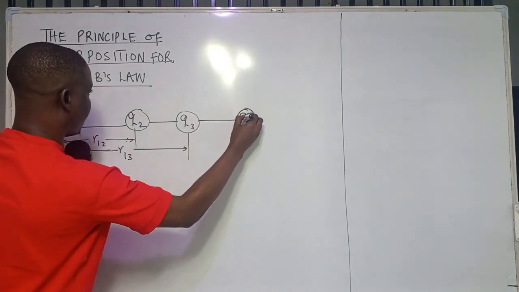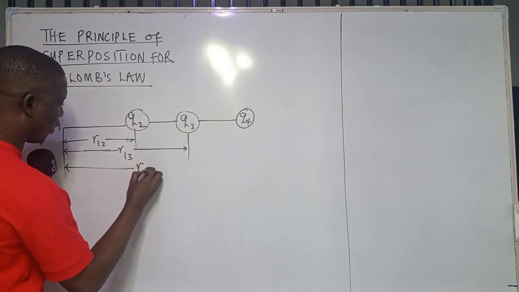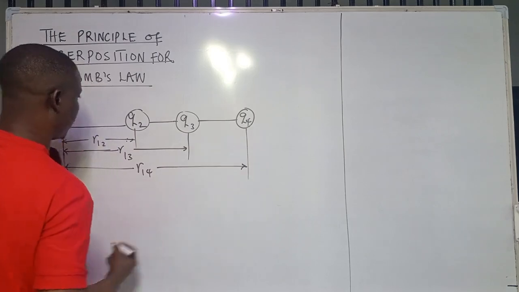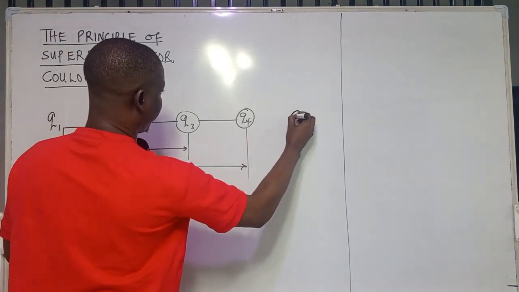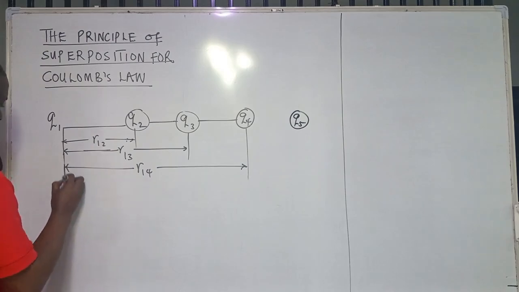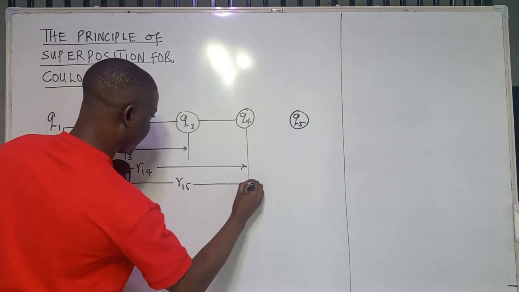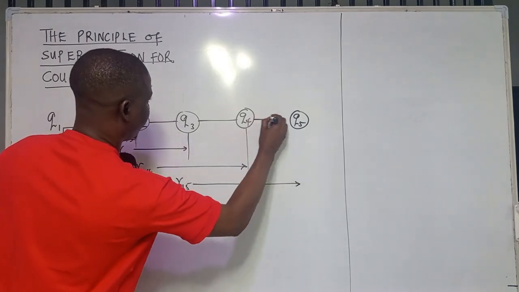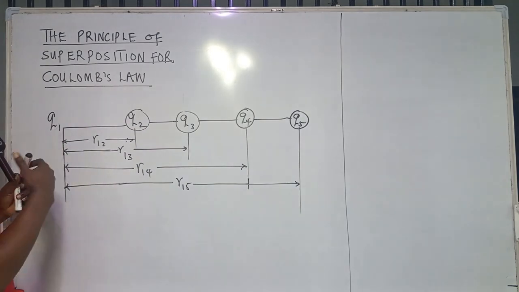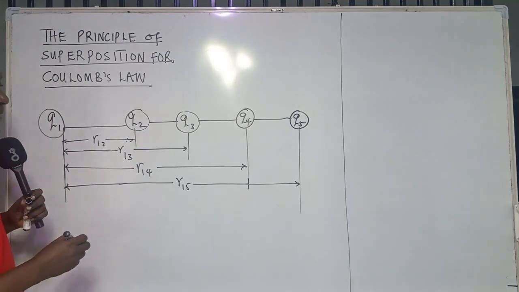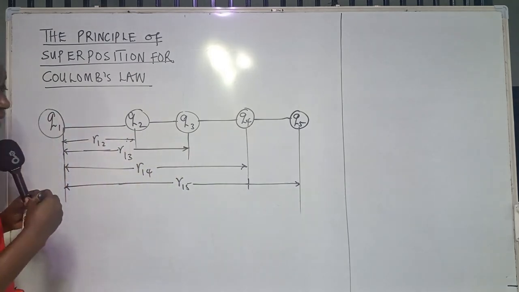Now we go ahead again. Let's say we have Q4, and from that Q1, let's say R14, the distance of R14 from Q1. Now let me take another charge, let's say Q5, and let's say it has a distance of R15 from Q1. That means all the charges are measuring their distances from Q1, which is our specific charge. That means we want to consider this as our reference charge now.